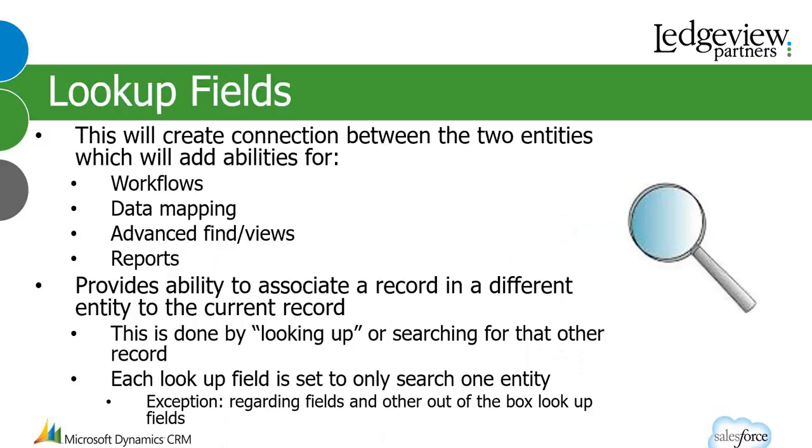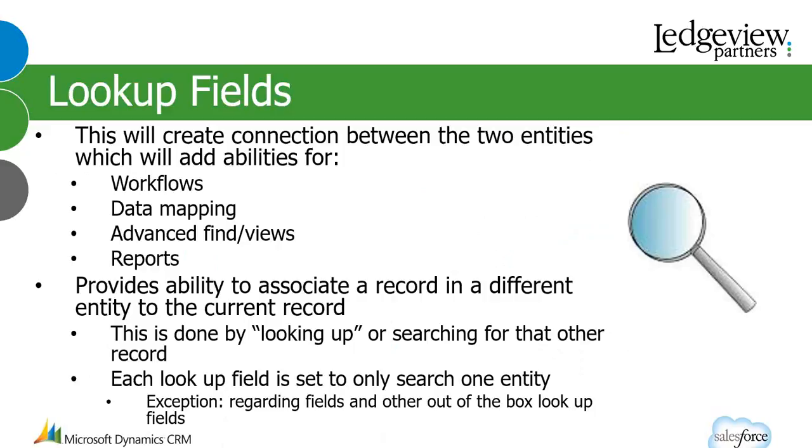First, we're going to talk about lookup fields. Lookup fields is where you create a connection between two entities. An example of that would be where you have a primary contact on an account record, or you have a contact that references an account. That's a lookup field, creating a connection between those two entities.